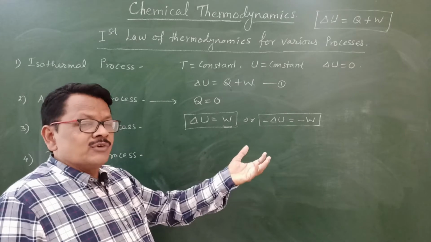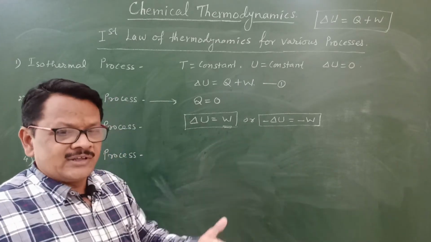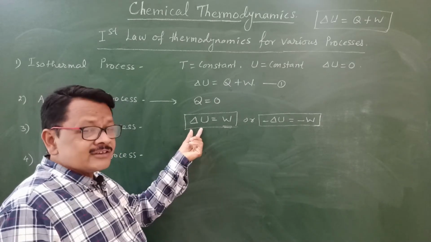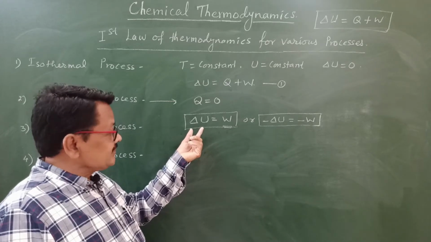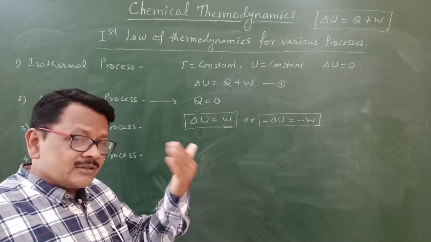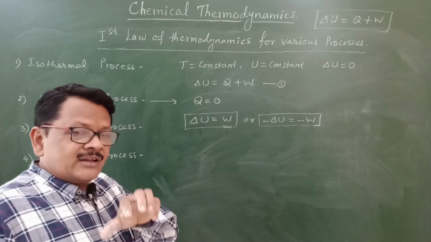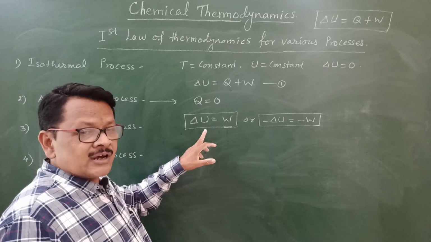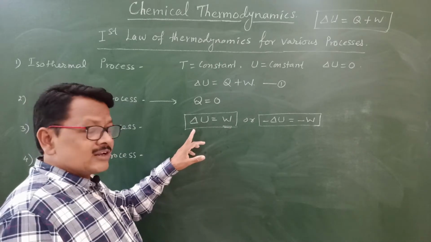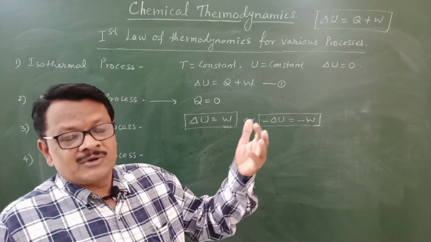Plus W means work is done on the system by the surrounding. These two equations imply that when work is done on the system, its internal energy increases. The internal energy of the system increases because work is done on the system by the surrounding, and that work adds to the internal energy of the system. So that is, delta U is positive. So when work is done on the system, the internal energy of the system increases. And what does this negative work indicate? Work of expansion.